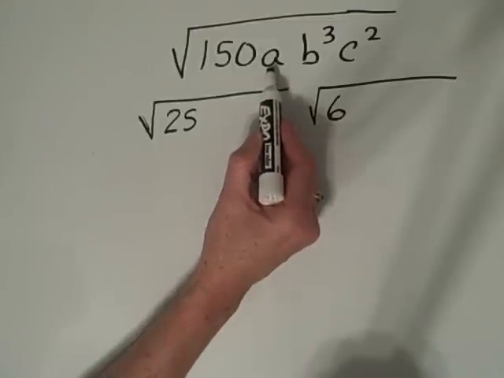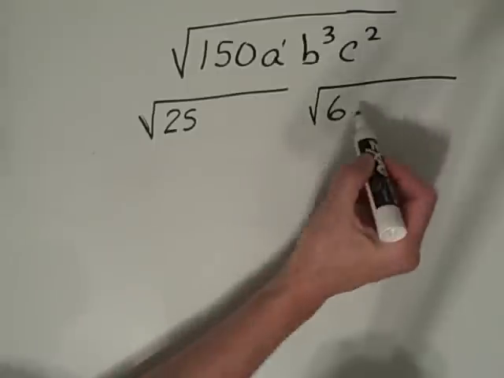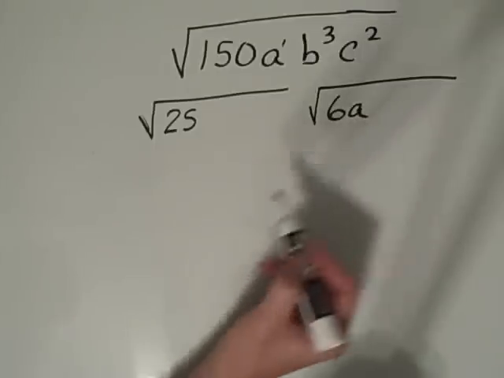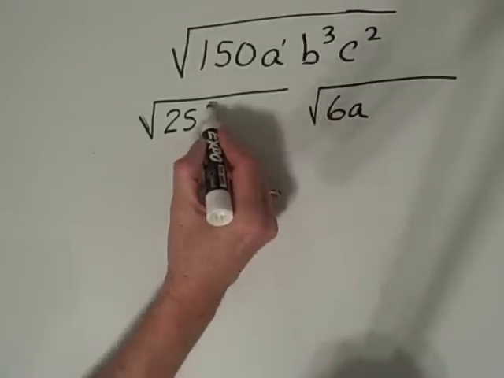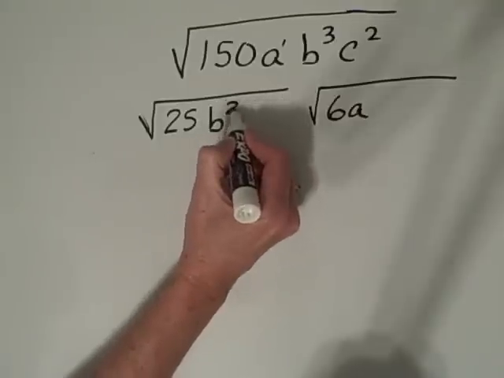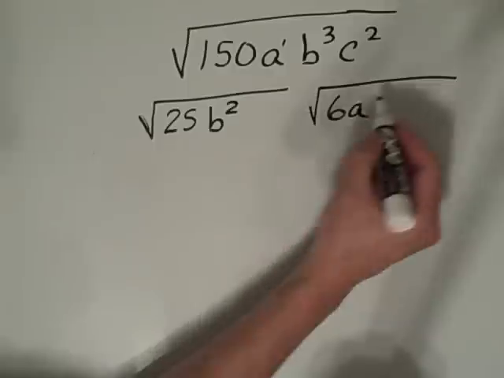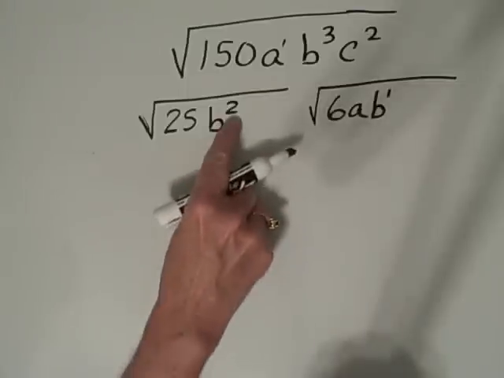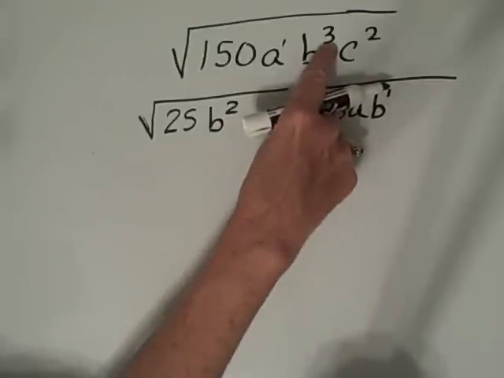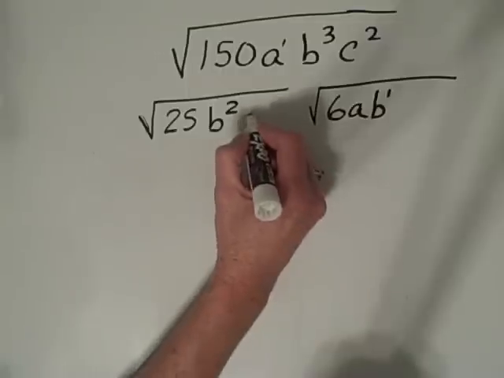We cannot take the square root of a because it's a to the first power. So a has to go over here. We have a b cubed. B cubed can be divided up into b squared, because I know I can take the square root of b squared, and b to the first. 2 and 1 is the exponent of 3.